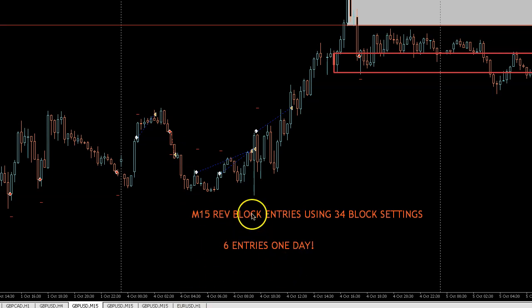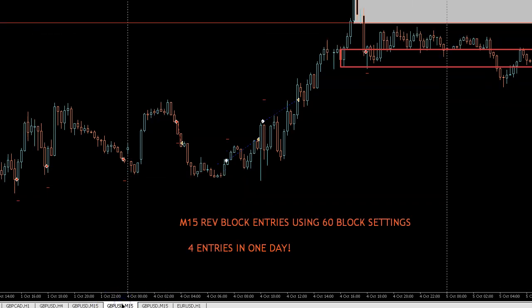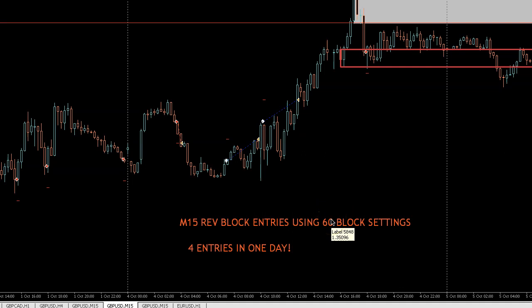That's quite a lot using the reversal block. If we use the trend block, we might get fewer entries, because that block is a bit different, but you can test it yourself. Now, let's move on to M15 reversal blocks on the same day, now increasing the block settings to 60. So from 34 to 60. That's almost 30 in difference, right? And now it gave me 4 entries instead of 6. So that's already 2 fewer entries that we can concentrate on.